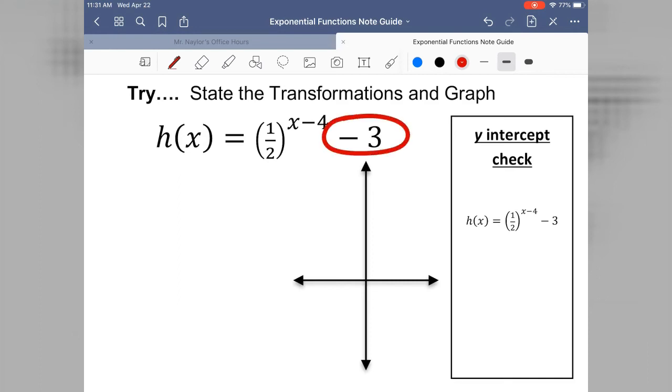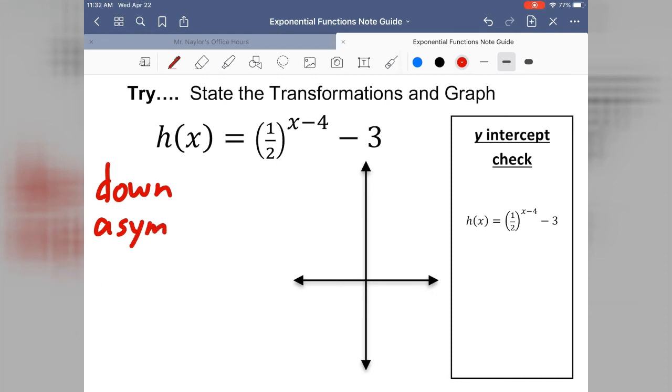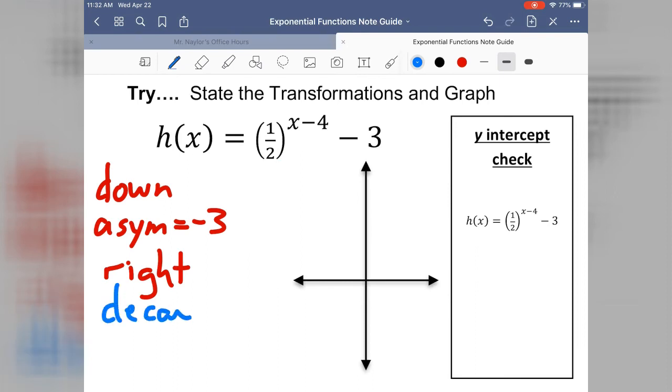Okay, how's it going for you? You can check any of these things as you would like. That minus 3 is going to cause the graph to shift down 3. It's also going to make the asymptote be at negative 3. Now this minus 4 is going to actually shift the graph to the right 4. It's going to shift the graph to the right 4. Make sure that the 1/2 is only being used to say that this is going to be a decay graph. Remember, if the base is less than 1, it's decaying.